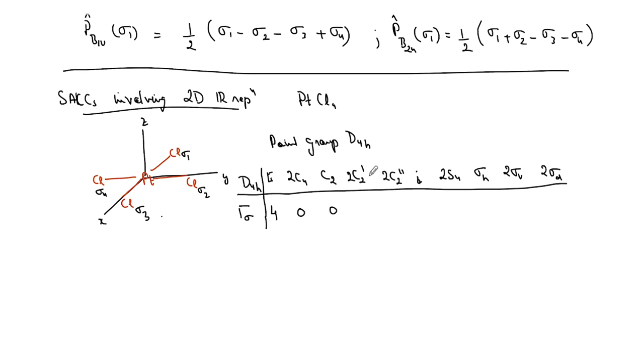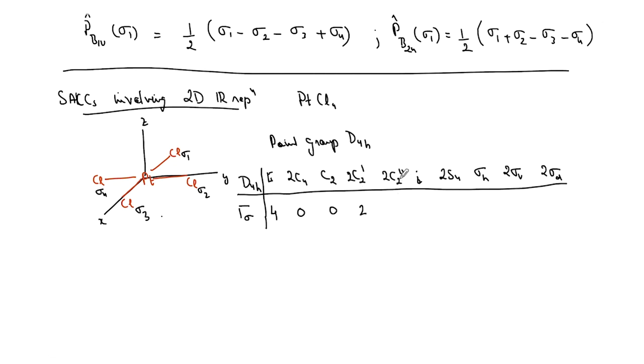So 2C2 prime. Now this C2 prime is one along the x-axis and one along the y-axis, so in one of the C2 primes at least 2 chloride atoms will not move. That means it is going to contribute 2 towards the trace or character, right? For the other C2 prime also, it is going to be 2. So the trace is going to be 2 for both of them. The matrix will be different for the 2 C2 primes.